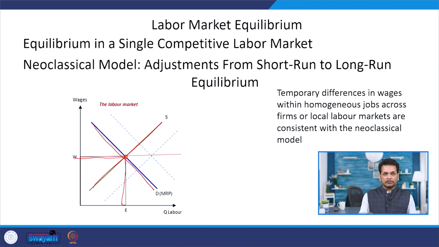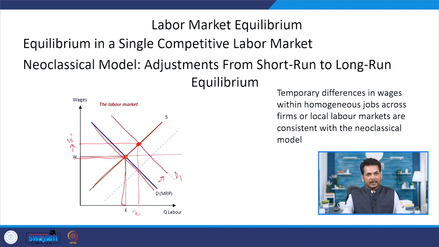Let us say the demand for labor has increased due to certain structural changes which happen in the economy. Now, the demand function has shifted from D to D dash. As a result, you can see that in the short run the wages may increase from W to W dash, and there could be an employment increase from E to E dash. Now, why will there be a short run spike in the wage rate? Because it is very difficult to increase the labor supply overnight.